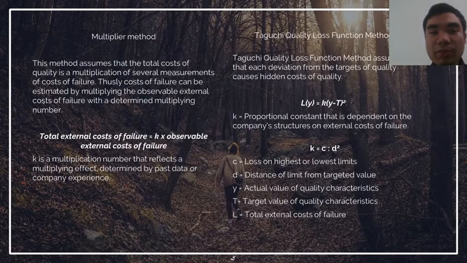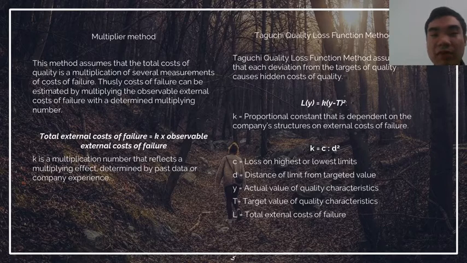First, we have the multiplier method. This method assumes that the total cost of quality is a multiplication of several measurements of cost and failure. Thusly, cost of failure can be estimated by multiplying the observable external cost of failure with a determined multiplying number. In the equation, we can see that the total external cost of failure equals K times observable external cost of failure, in which K is a multiplication number that reflects the multiplying effect determined by past data or company experience.